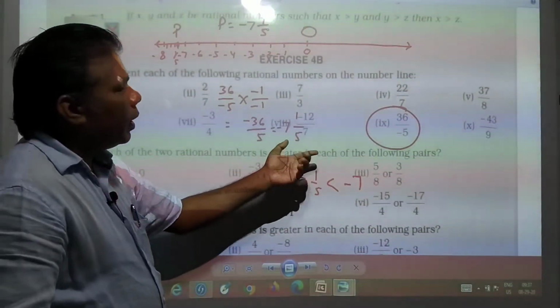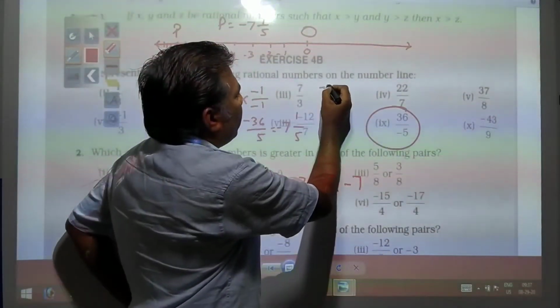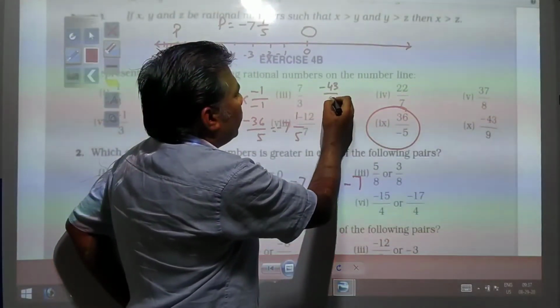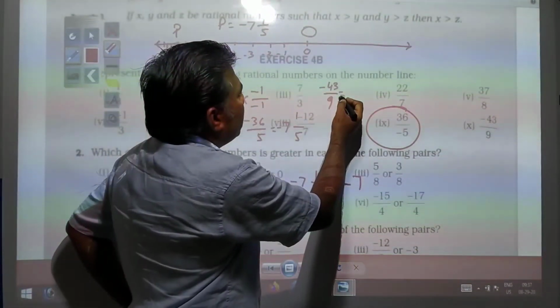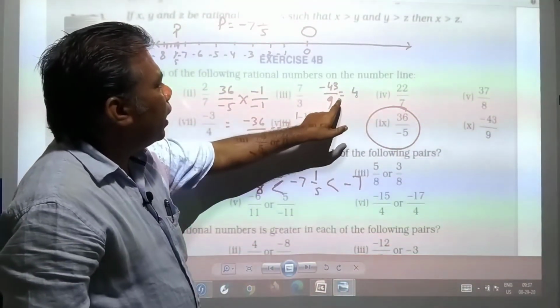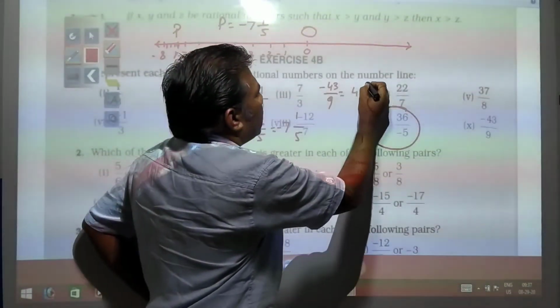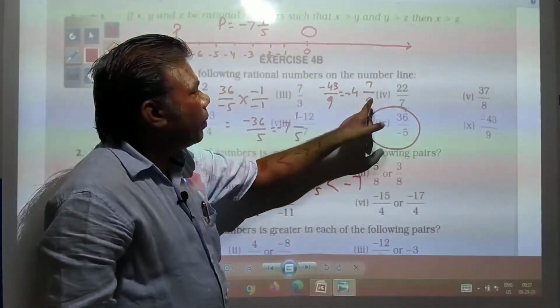So I hope you will understand and you will be able to do it. Minus 43 by 9 you have. How will you do this? Here you see, 9 4s are 36 and you have 7 by 9, so minus 4 whole 7 by 9.